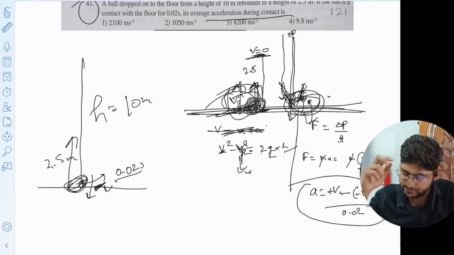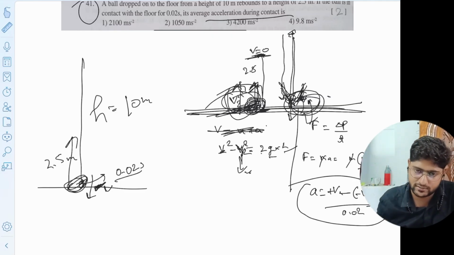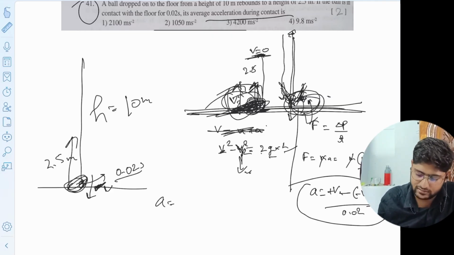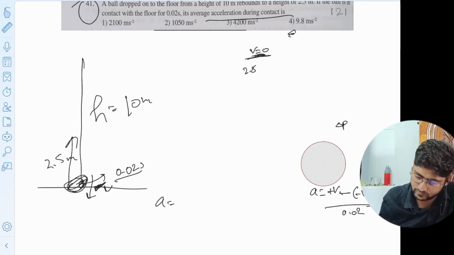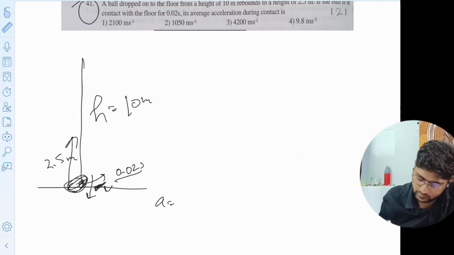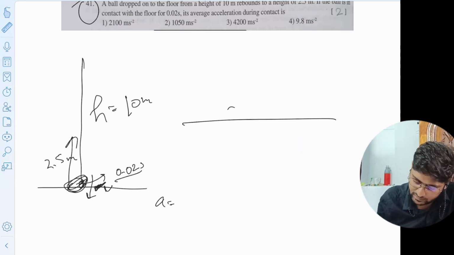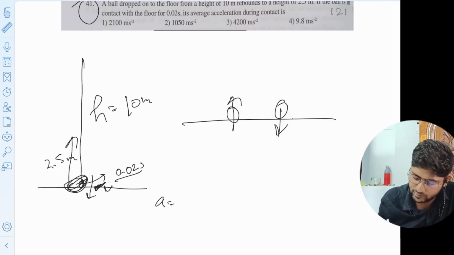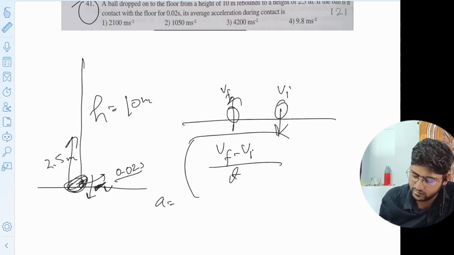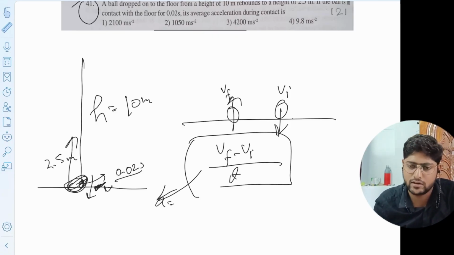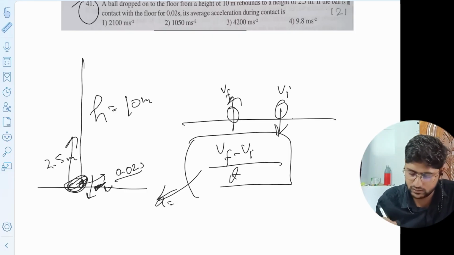Change in momentum by time. Mass will get cancelled. So acceleration will be what? At the time of going, what was the velocity? At the time of coming, what was the velocity? Suppose this is v final, suppose this is v initial. So v final minus v initial by time will be your average acceleration. Now you have to try to calculate. Okay, thanks.